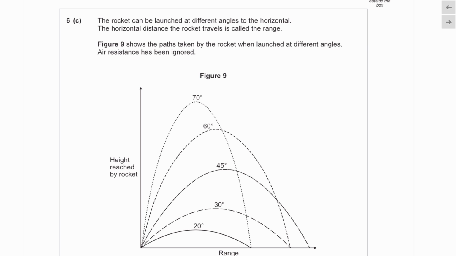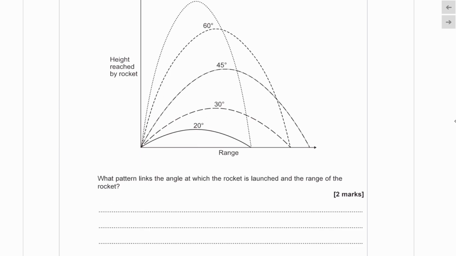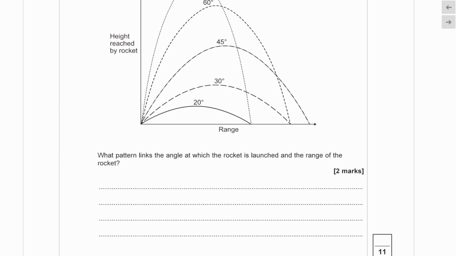C, we've got that the rocket can be launched at different angles to the horizontal. The horizontal distance the rocket travels is called the range. Figure 9 shows the paths taken by the rocket when launched at different angles. Air resistance has been ignored. What pattern links the angle at which the rocket is launched and the range of the rocket? So we need to have a look at a pattern. Well, what's the best one? The best one is this one here, and that is 45 degrees, okay?